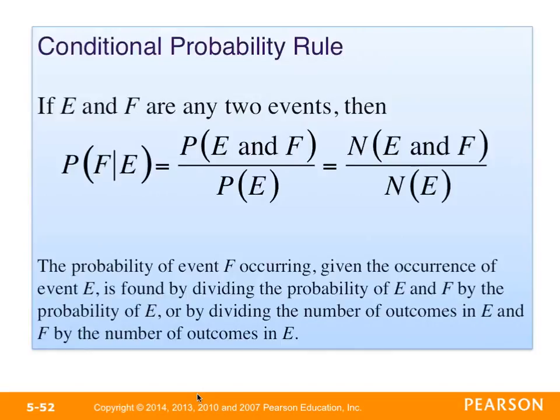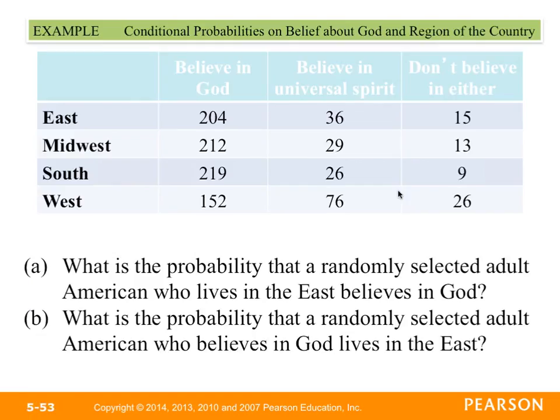Now, we also have conditional probability rules. So if E and F are any two events, then the probability of F occurring, given that E has occurred, is found by dividing the probability of E and F by the probability of E. Or you can think of it as dividing the number of outcomes that are in E and F by the number of outcomes that are just in E.